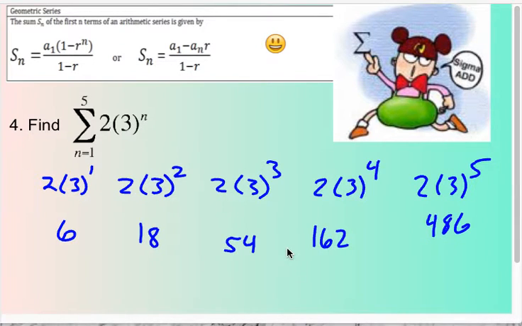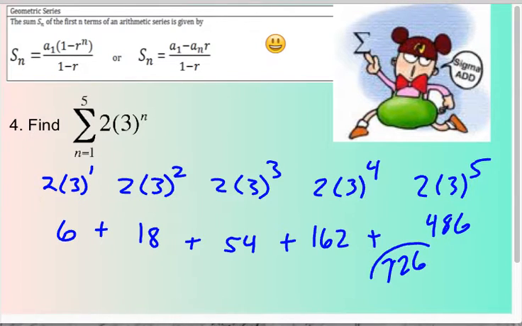Now this is a series. So after we generate all these terms, we're going to add them all up. If you add up all these terms, you should get, oh, what did I get? 486. No, that's not right. 726.